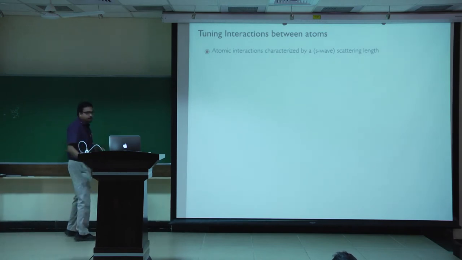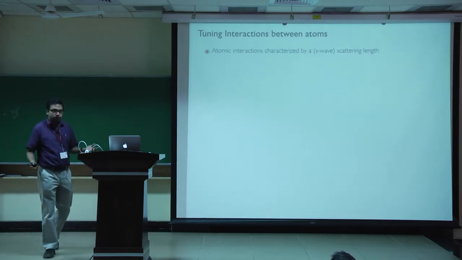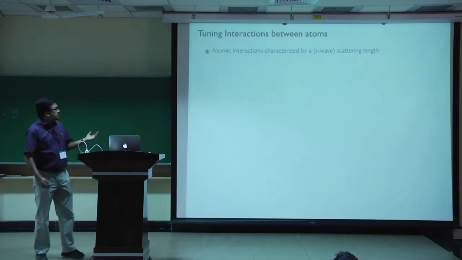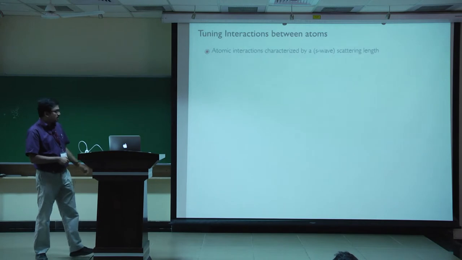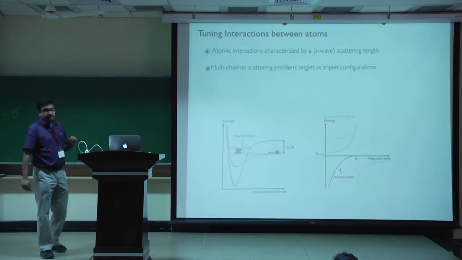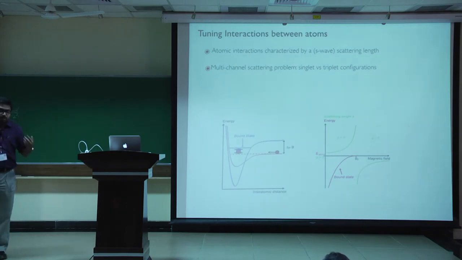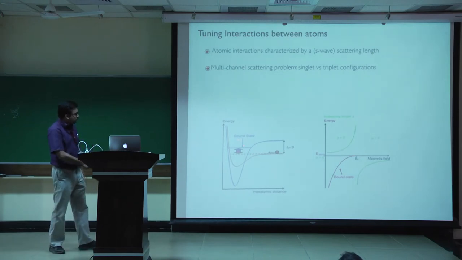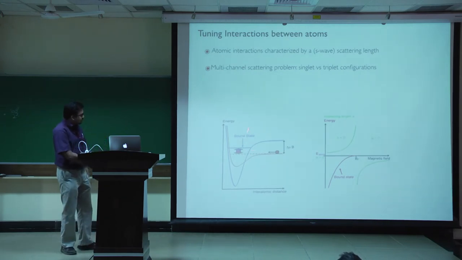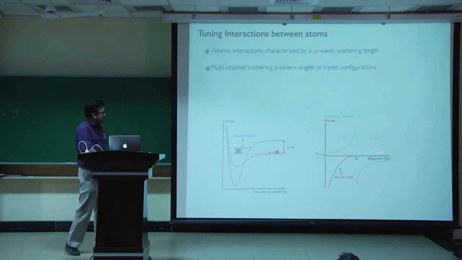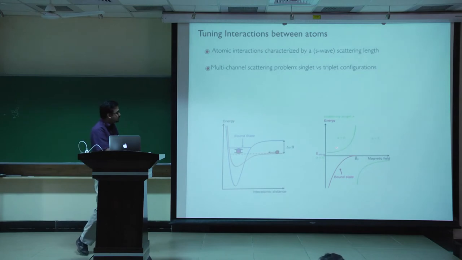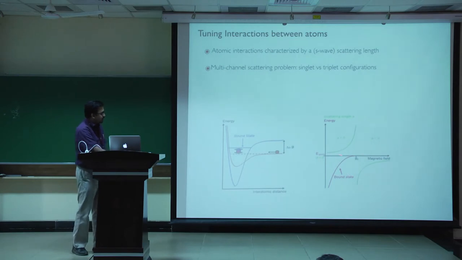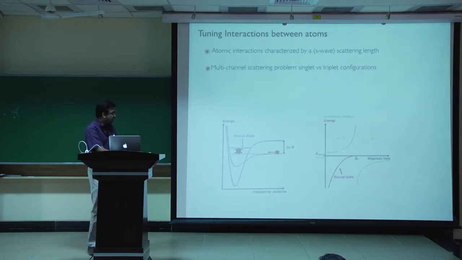So as I said, now we have a bunch of quantum degenerate gas. What can we do with it? It's interacting. The atomic interactions are characterized by an S-wave scattering length. However, as I said, the atoms have internal structure, so it's a complicated multi-channel scattering problem. If you have two channels, and you have a bound state in one of the channels, and you can tune the energy of this bound state, you can effectively change the interaction between the atoms. You can start from a negative scattering length, and as you go down in magnetic field, you go to a positive scattering length, where the positive scattering length corresponds to having a bound state in the problem.